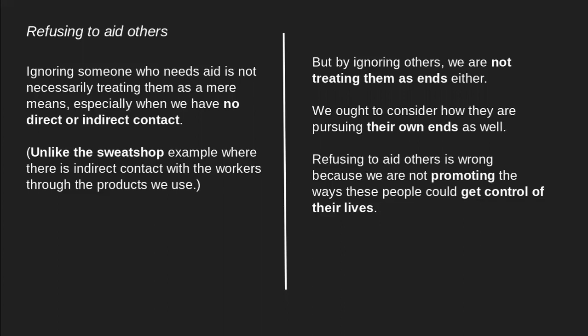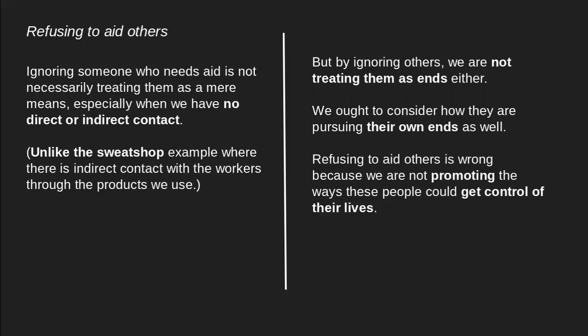Ignoring someone who needs aid is not necessarily treating them as a mere means, especially when we have no direct or indirect contact. So as in the neglecting talents example, it's not directly clear why refusing aid to others is wrong, because we're not treating anybody as a mere means when we're not giving aid to them, when we're not helping them, right?